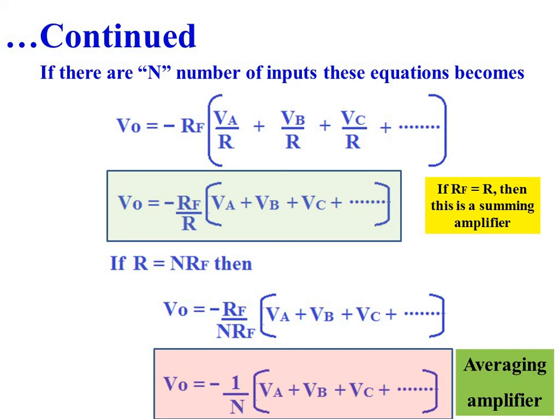Applying another condition, if R is equal to n times Rf, then V0 is equal to minus Rf divided by nRf into (VA plus VB plus VC plus VD plus etc.). Or output voltage V0 is equal to minus 1 by n into (VA plus VB plus VC plus VD plus etc.), n number of inputs. So this is the equation for an averaging amplifier.